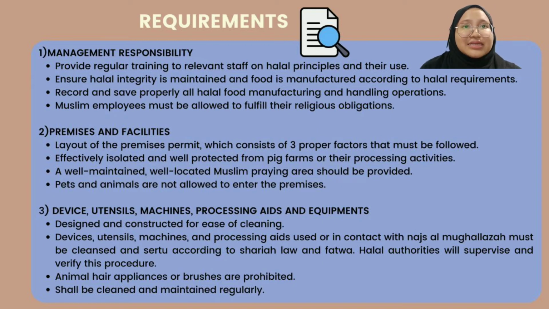Devices, utensils, machines and processing aids used in or in contact with najis al-mughallazah must be cleansed and served according to Sharia law and fatwa. The halal authority will supervise and verify this procedure. Animal hair appliances or brushes are prohibited in MS 1500. All devices, utensils, machines and processing aids shall be cleaned and maintained regularly.